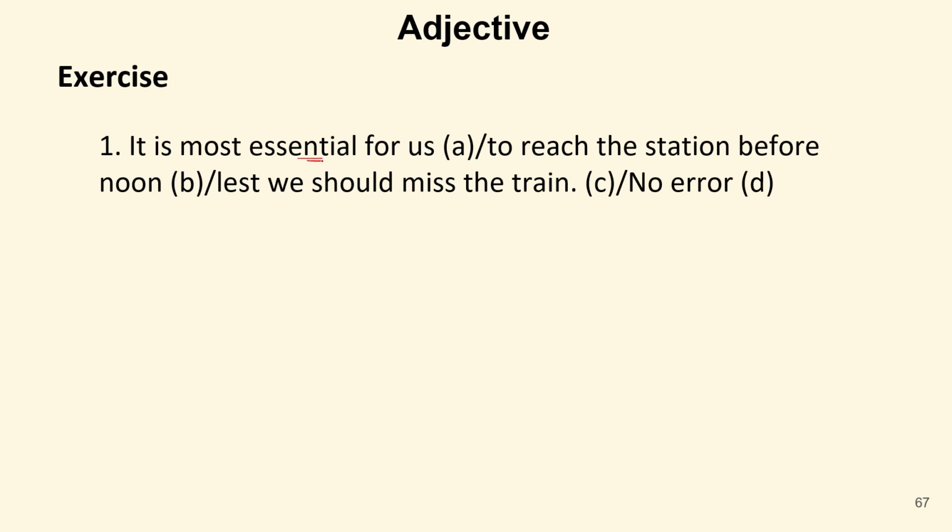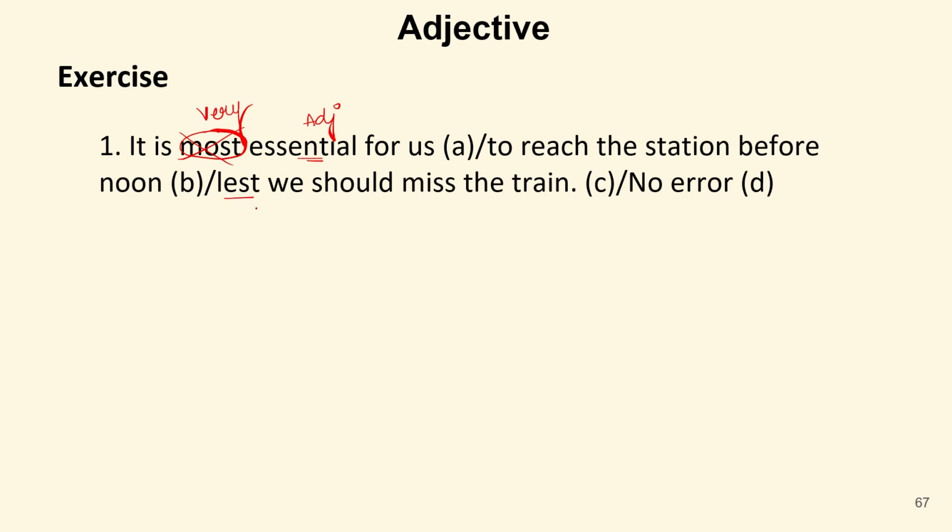Here a word is written, that is essential. This is an adjective. But we are not comparing anything to anyone. So the use of superlative degree of adjective is not required over here. In fact, we are focusing on the word essential. This is very important, very essential, crucial. And to show this, we need not use the word most. In fact, we can use the word very over here. So it is very essential for us to reach the station before noon, lest we should miss the train.